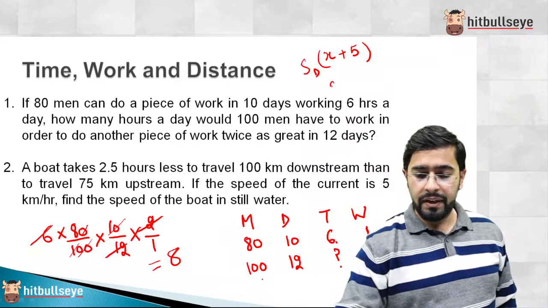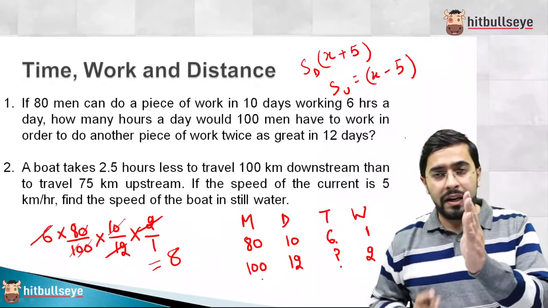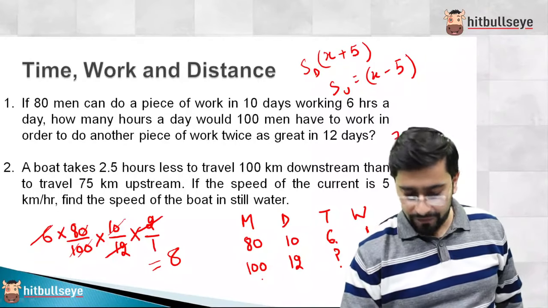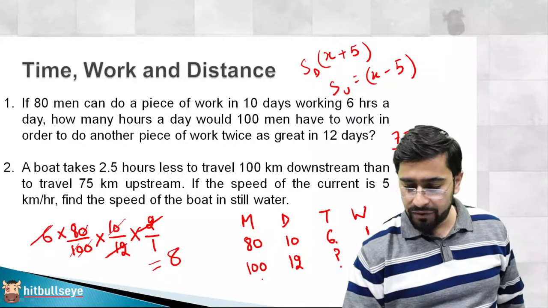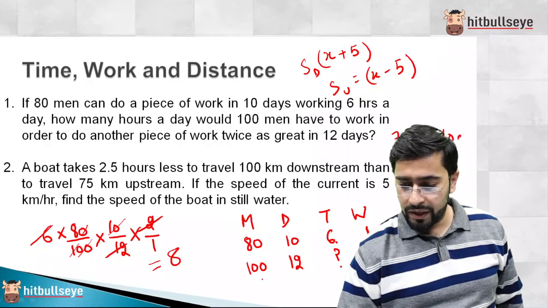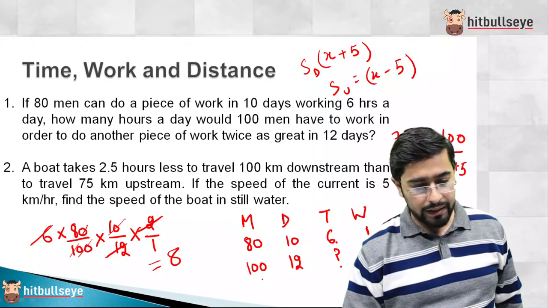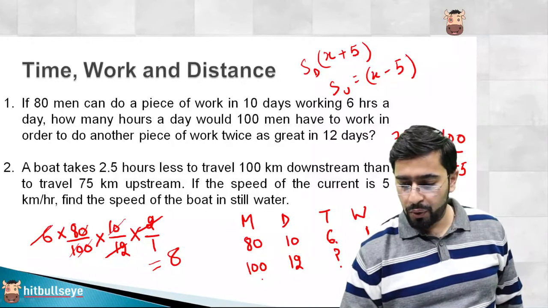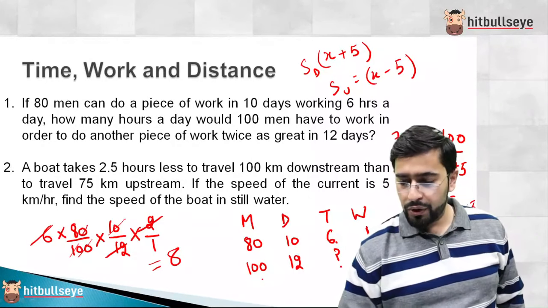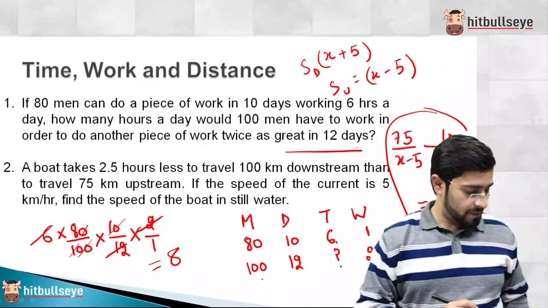So now putting it into the formula. Since when it has to go upstream, the time would of course be more. So 75 by x minus 5, minus 100 by x plus 5 for the downstream, and the time difference is 2.5 hours. So 25 by 10, it is 5 by 2. So you can now solve this equation to arrive at the answer.